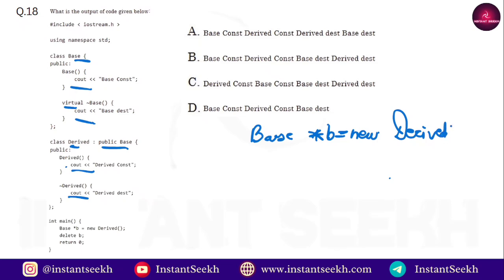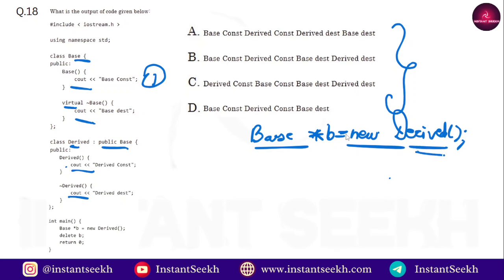Okay, derived class. As soon as you do this step, we need to predict the output of the following statement. What will be the output as soon as we do this? Since the constructor of the base class is executed first, your first statement will be the base class constructor. Then the constructor of the derived class is executed, so your second statement will be the derived constructor.